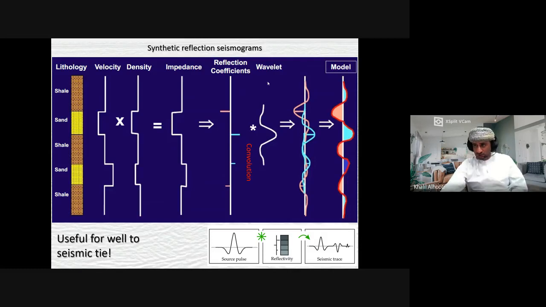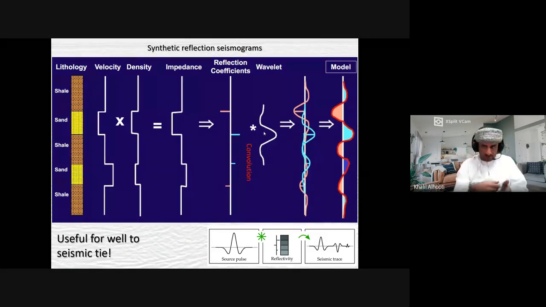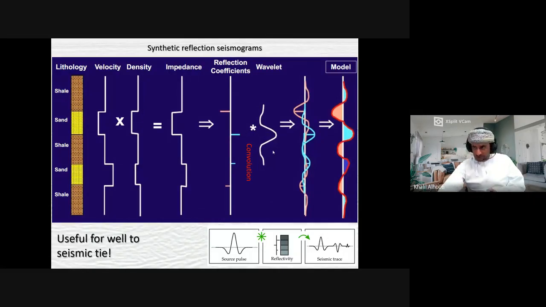And this is your source. This is what the hammer hit. That's the time function. This function is basically the energy you send to the ground, whether it's dynamite, Vibroseis, or whatever it is, and it has some characteristics. So this is one of the characteristics of the source, and we convolve it with the earth. That is, it's convolved with this reflection coefficient.